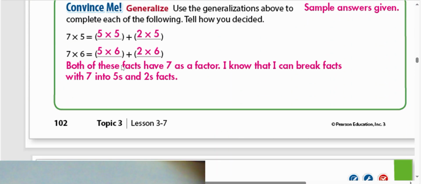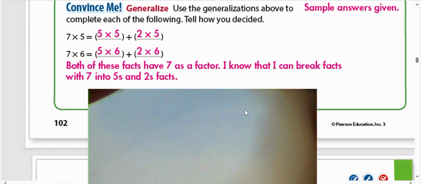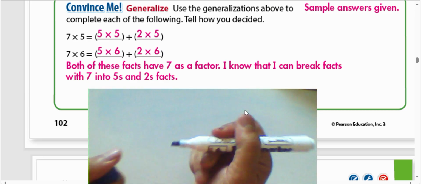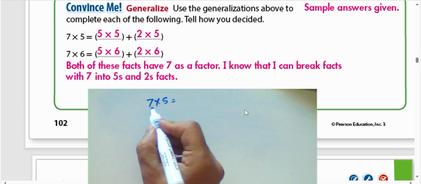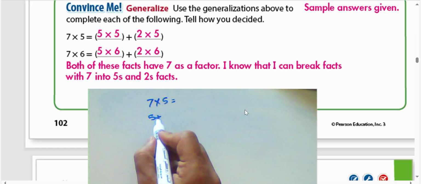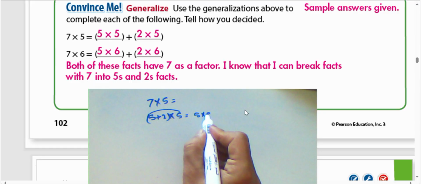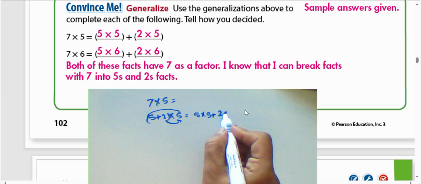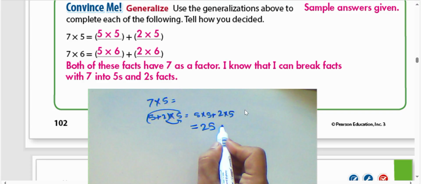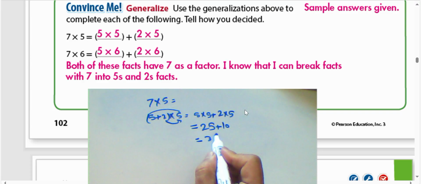We can find with this method 7 times 5. Look here, 7 times 5, we know 7 equals 5 plus 2. So 5 plus 2, times 5. Using the distributive property, 5 times 5 plus 2 times 5. 5 times 5 is 25, and 2 times 5 equals 10. Then the result will be 35.